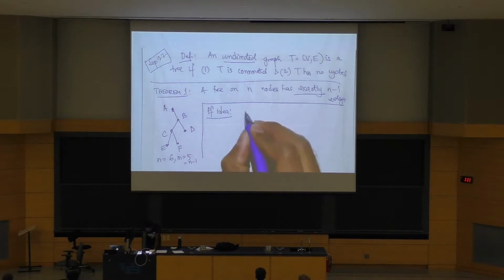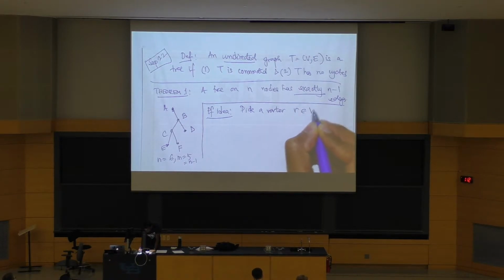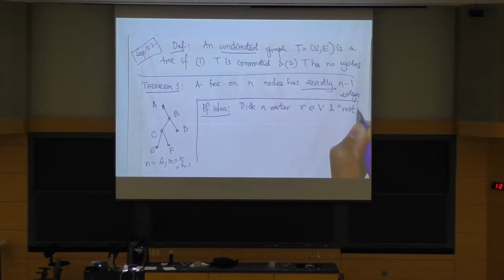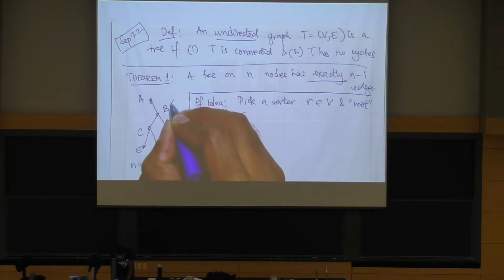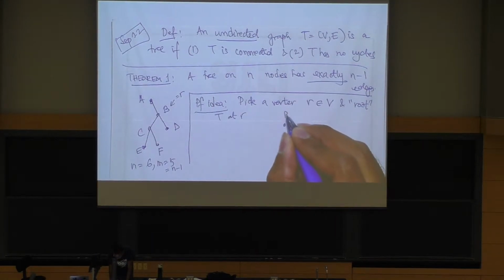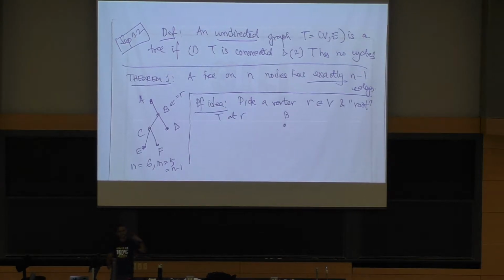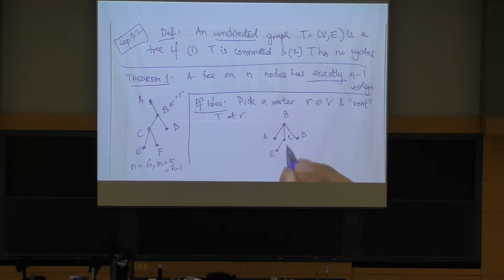So what I'm saying is pick a vertex, any vertex in the graph, and root T at R. Let's say in this case, we pick R to be this node B. What does it mean to be a root? Well, you put B up on top, and then everything hangs off, right? So you'll have A hanging off it, D hanging off it, C hanging off it, and then E and F will hang off C.